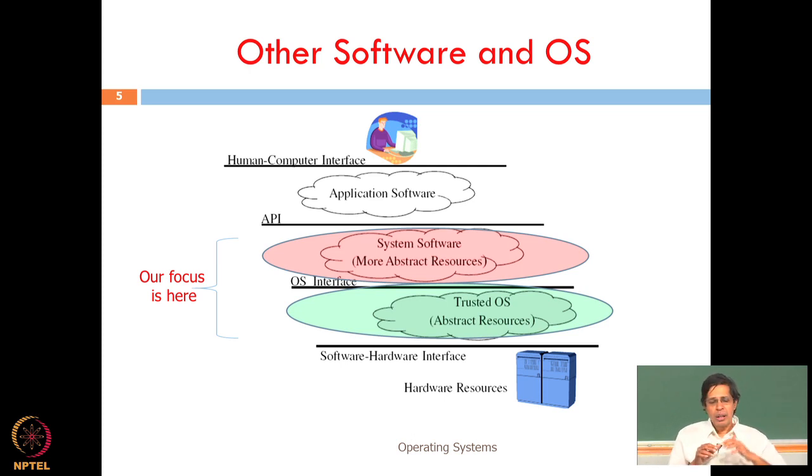A person who is writing system software that sits above this layer, for example the pink layer, while we are now talking about the green layer, the programmer working at the pink layer need not really bother about the hardware resources. So, this kernel basically abstracts these resources and gives them as an interface to the pink layer. The pink layer is the system software layer, which will abstract it even more.